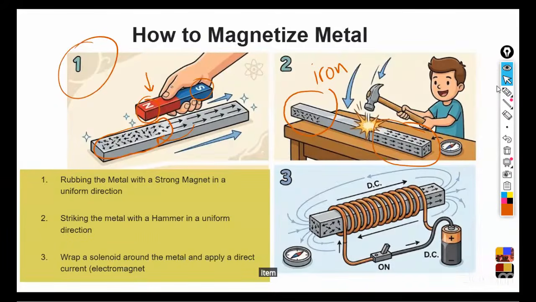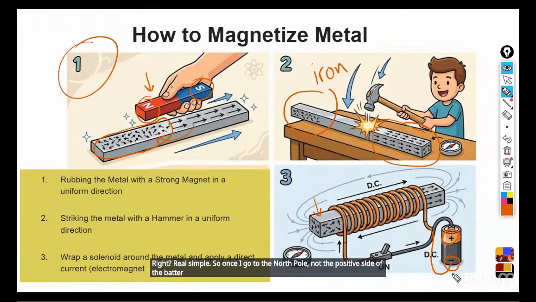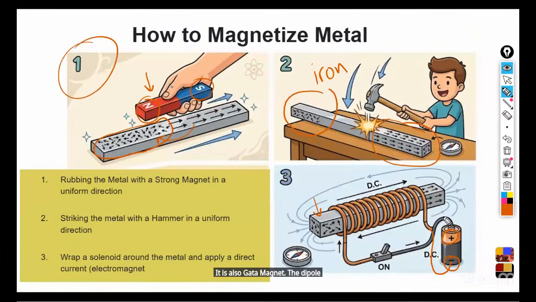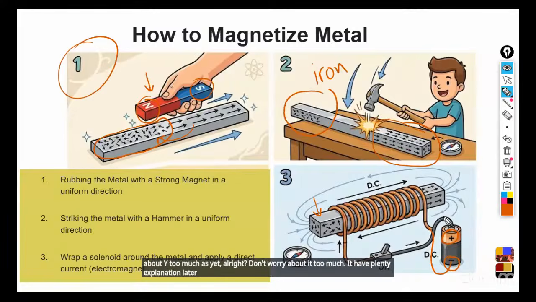Another way to create a magnet is to use electricity. You just get a battery and take the piece of iron and wrap wire around it. Real simple. One side goes to the positive side of the battery, the other side goes to the negative side. When you run a current around a piece of metal, you also get a magnet. The dipoles just begin to straighten out. Don't worry about why too much as yet. There will be plenty of explanation later on to explain why.